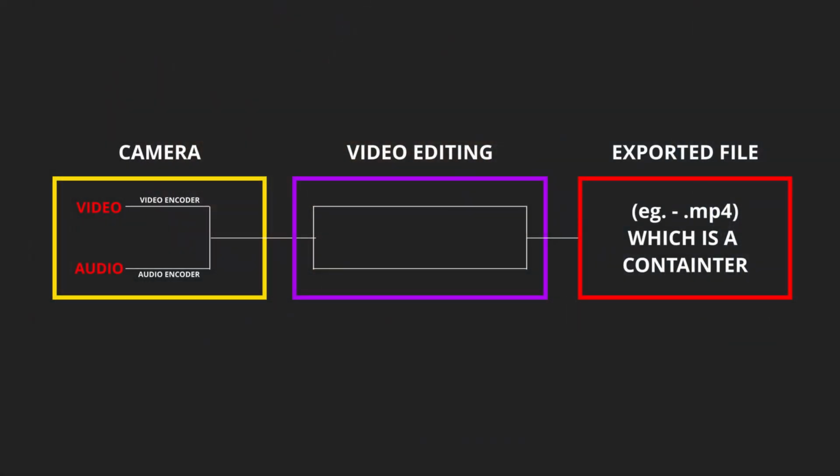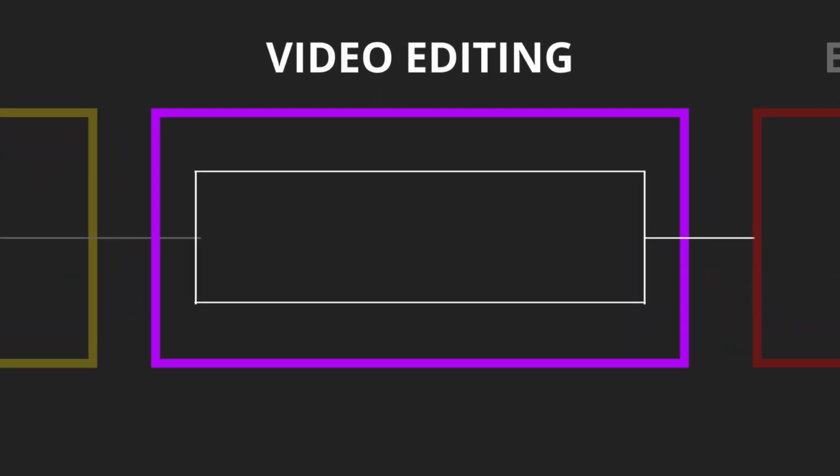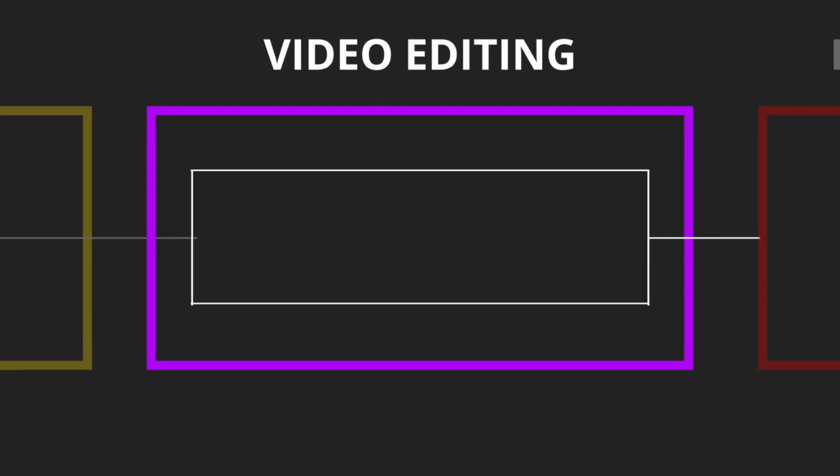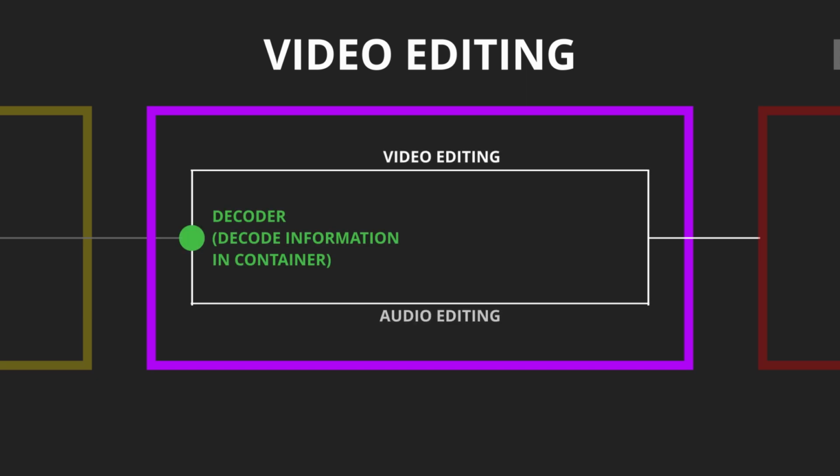Okay, so next, we put our memory card into our computer and we drag this file into, for instance, our editing program DaVinci Resolve. Now in DaVinci Resolve, when we read this data, it will decode the information in that container, and we will find a video track and an audio track. And then we go through this whole video editing thing, you know, the fun part.